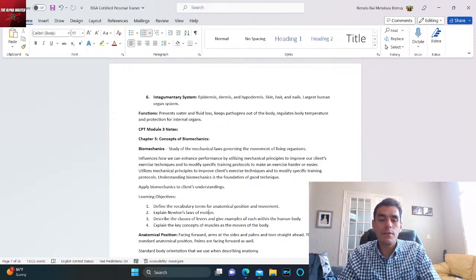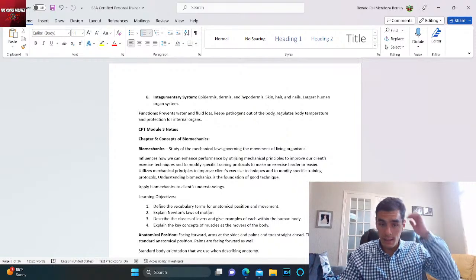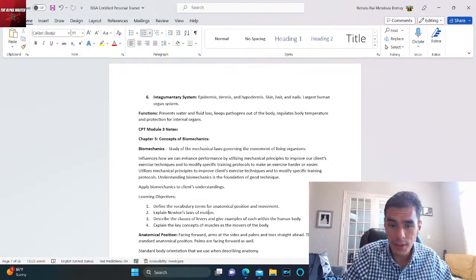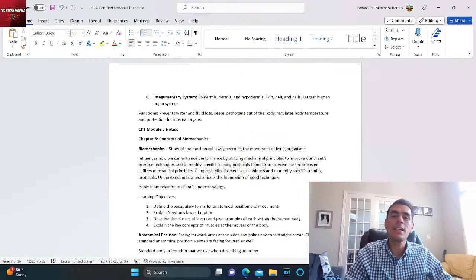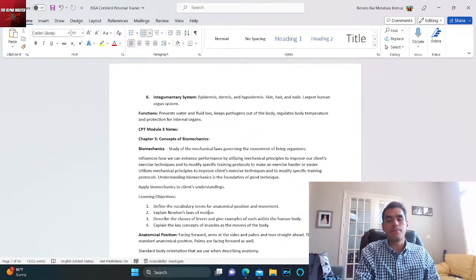Then you need to describe the classes of levers and give examples of each within the human body. And finally, you need to explain the key concepts of muscles as the movers of the body.